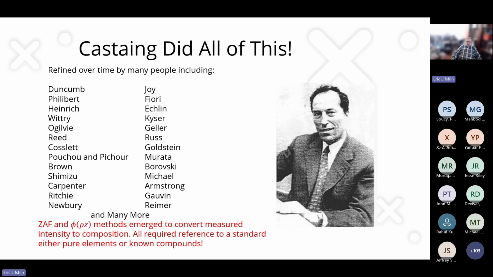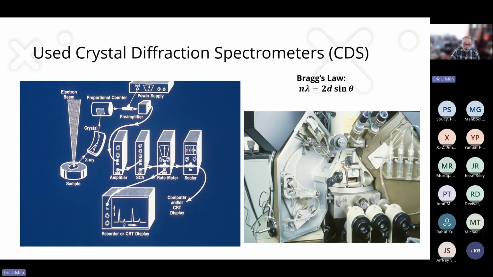But he sort of did the groundwork for this in his dissertation and in some papers that followed later. His method of looking at X-rays was to use a crystal diffraction spectrometer and the microprobe. You see here on the right-hand side an early version of that, in which you use an optical microscope coaxial with your electron optics to look at the sample and see where you were. X-rays would come out, bounce off a crystal, and go to a proportional counter.